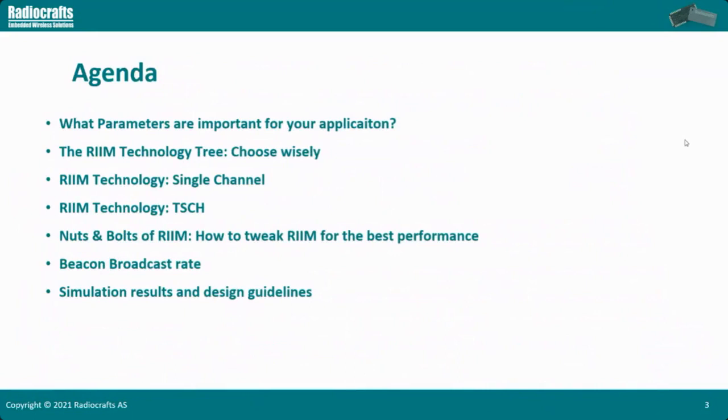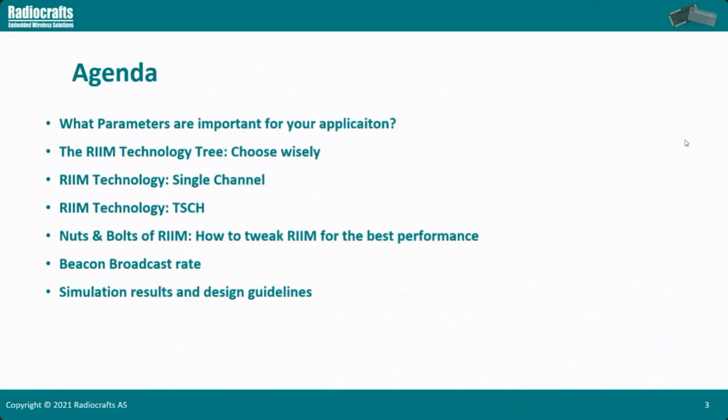So what are we going to speak about today? Today we will discuss how to design your RIIM network, what kind of parameters you have to think about, and what parameters you can tweak and what you can't tweak. We'll also discuss what you can expect from your RIIM network. First we'll start with the parameters and which ones are important for your application. Then we will discuss RIIM and the options you have with RIIM, either single channel or TISH. Then some of the nuts and bolts which you can tweak and play with to change the performance of the network to suit your use case. And at the end, for the most interesting part, we have some simulation results and design guidelines on how to set up your RIIM network for the best performance according to your specific use case.